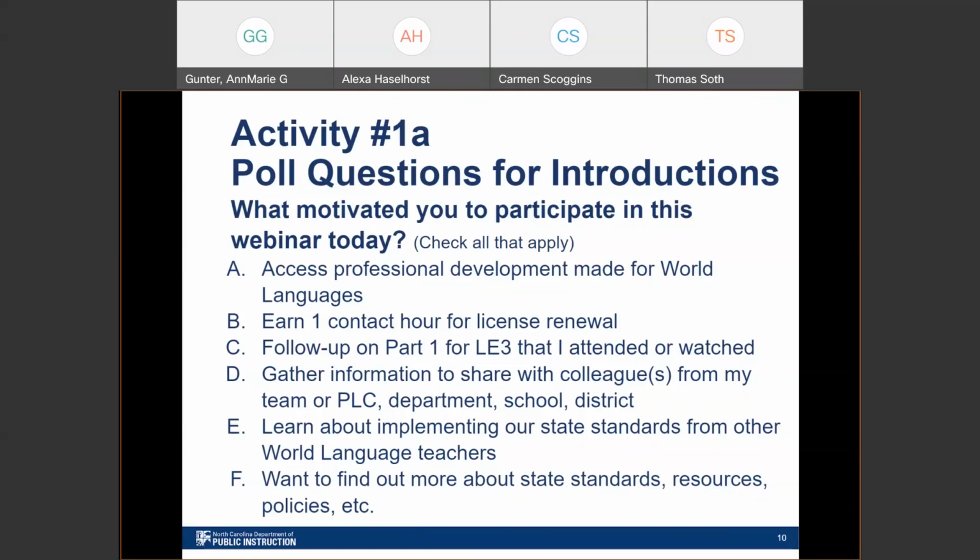There's also people here who want to find out more about state standards, resources, policies, and so forth. And hopefully we'll share that information that you need. If not, always feel free to ask in the chat box and we can answer it there too. All right, let's go ahead and continue on.